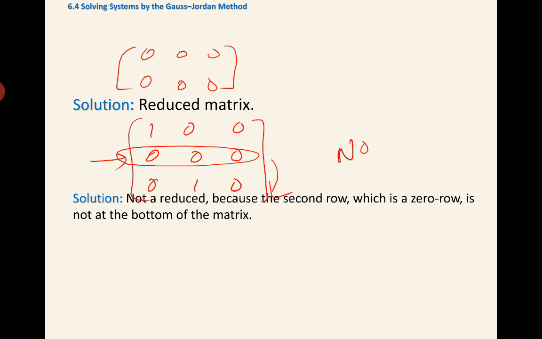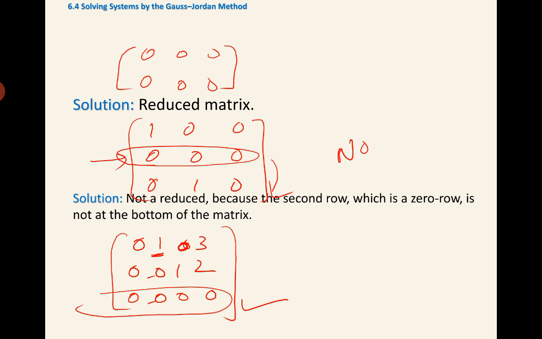And finally, I'll give you one more problem. 0 1 0 3, 0 0 1 2, 0 0 0 0. All those rows. Now tell me, is it a reduced matrix or not? Yes, the first element, the leading element, is 1, and all the other column elements are zeros. The first point is good. The zero row is at the bottom, that is good. And in the second row, the leading element is 1, and other column elements are zeros. That's it. All the points have been fulfilled. We don't worry about this 3 and 2. So yes, this is a reduced matrix.